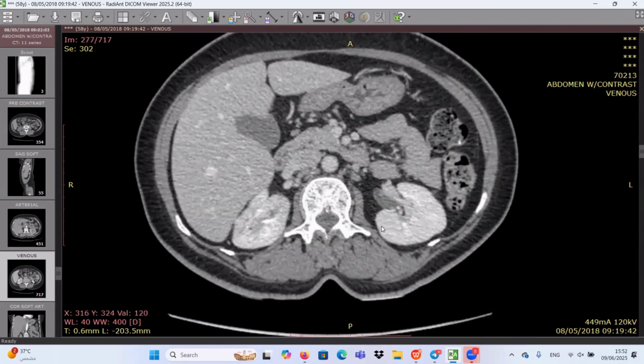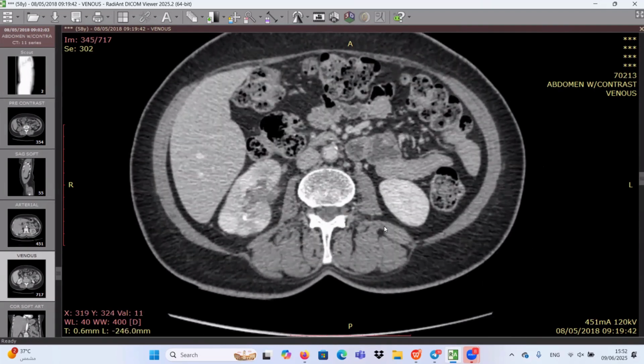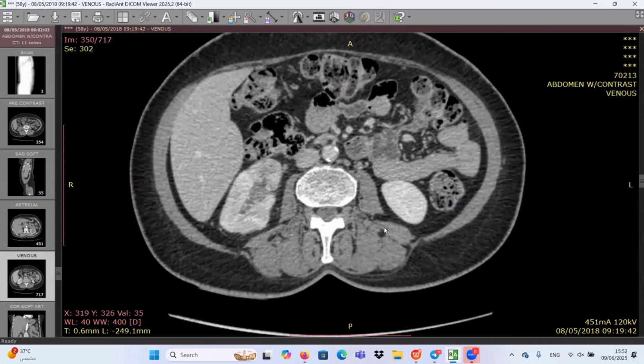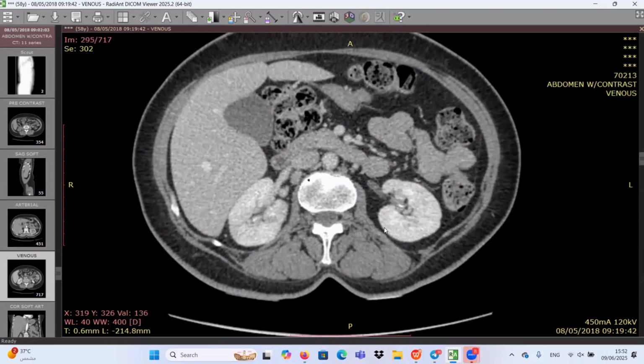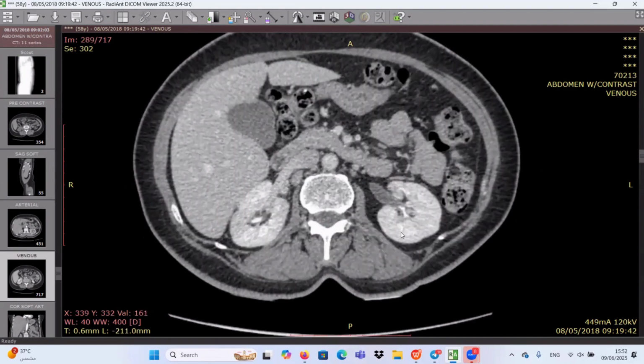Yes, it's actually, I don't see the abnormality within. Yeah, this one. It appeared to be enhancing post-IV contrast. It's mostly within the mid to lower polar region of the right kidney.